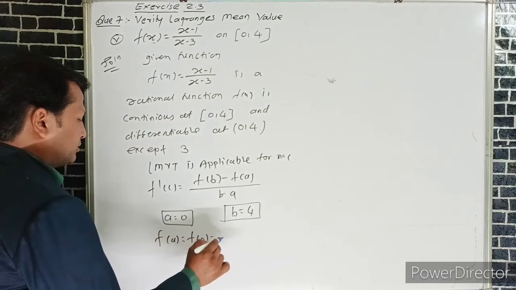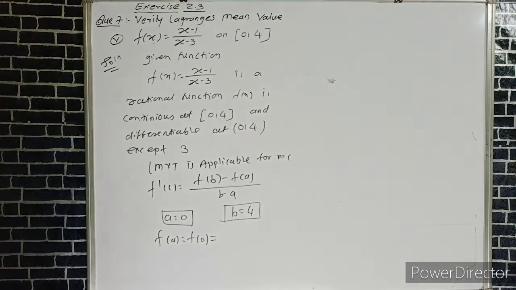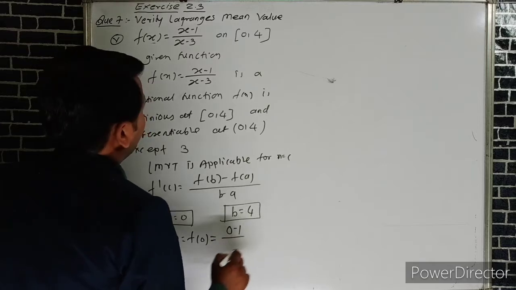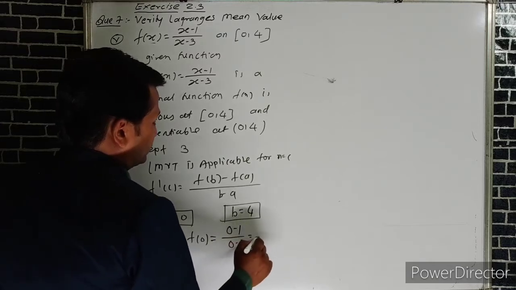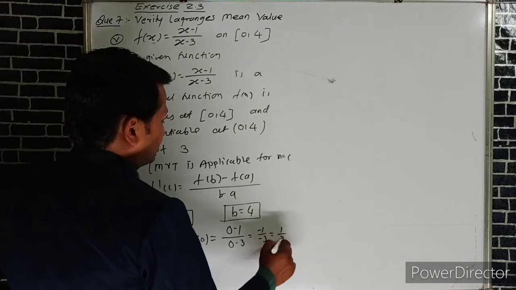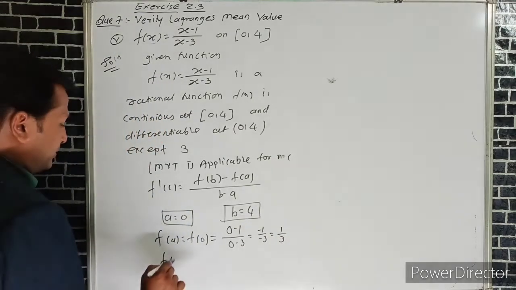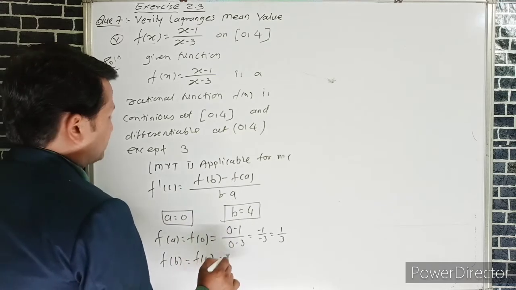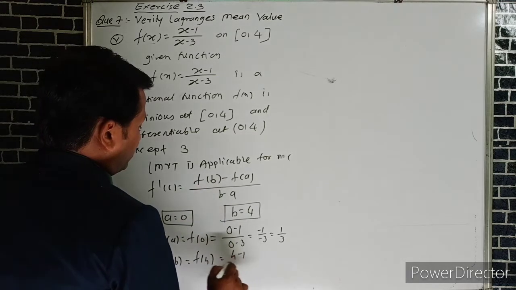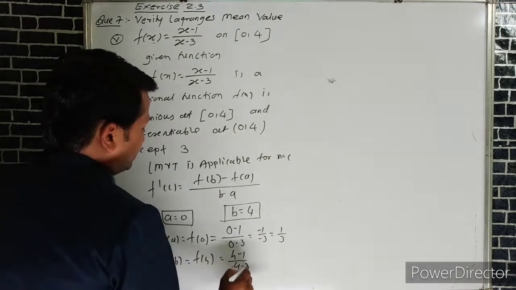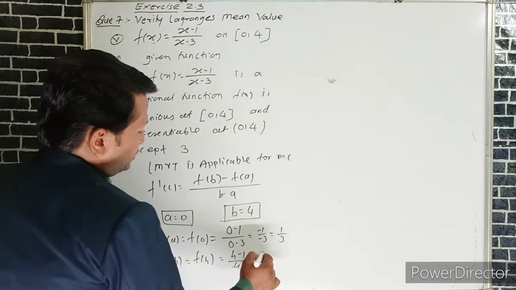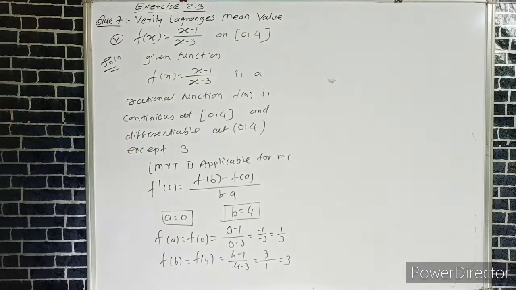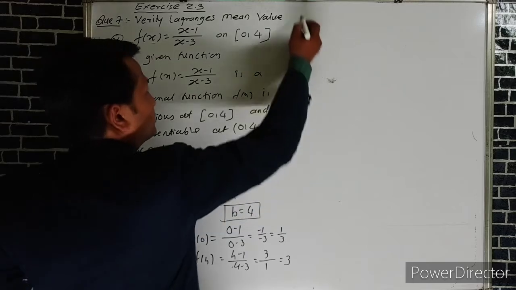f of 0, and the value of f of 0, if we substitute x as 0, is 0 minus 1 upon 0 minus 3, which is minus 1 by minus 3, which is 1 by 3. Again the value of f of b is f of 4. If we substitute the value of x, which is 4, 4 minus 1 upon 4 minus 3, 4 minus 1 is 3 upon 4 minus 3, which is 1. We can write the value of f of b is also 3.